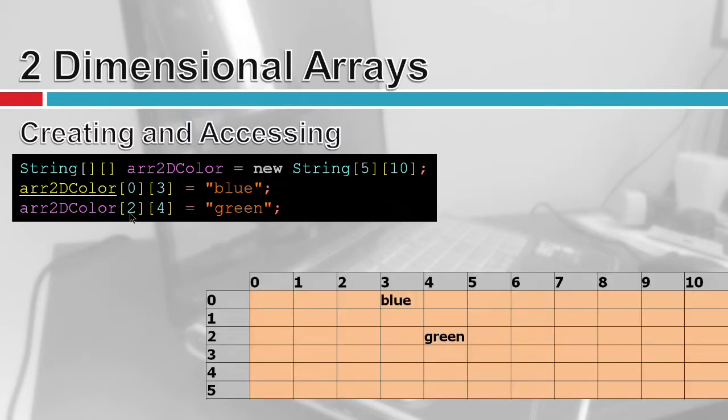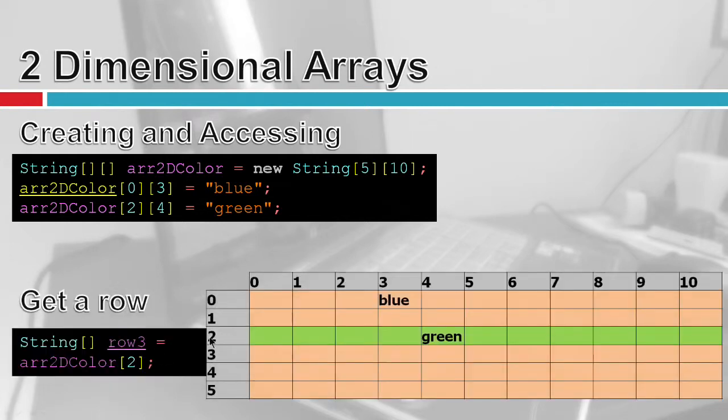Now I'm going to set position 2, 4 to green. Now I'm going to grab row 2. So here I am, I'm going to grab row 2. And now I have this array, 0, 1, 2, 3, 4, as a single dimension array.